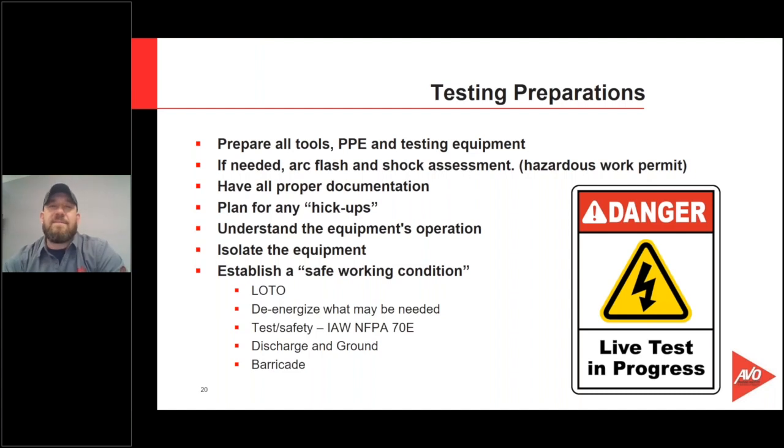Any capacitive charges that may be stored, we need to make sure we discharge and ground before we put our hands on that equipment. Barricade. Make sure that whenever we're testing that we set up an area clear and free of any persons that may not be qualified to enter into our testing area. We need to make sure that we keep those bad guys out and the good guys in while we're doing any type of testing.